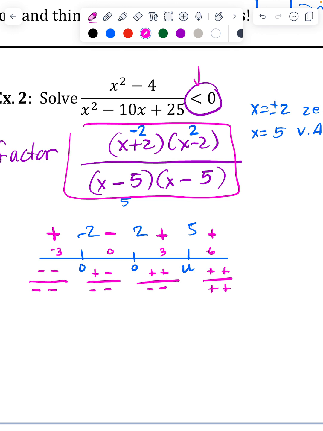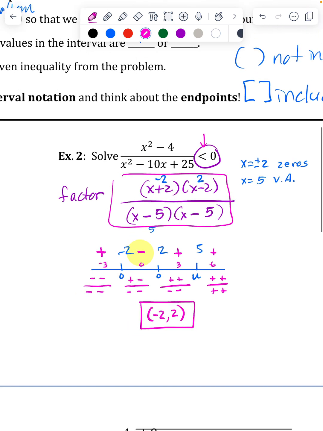Now this one's asking for less than 0, so strictly negative. So the region I want is here, and it does not say "or equal to," so I don't use my zeros. I would write from -2 to +2, and neither of those is included simply because it's not an "or equal to 0."